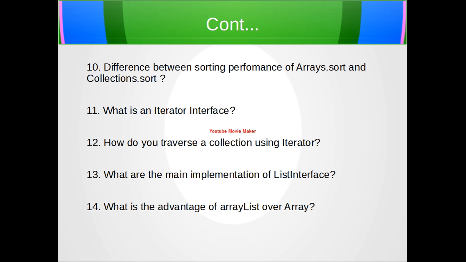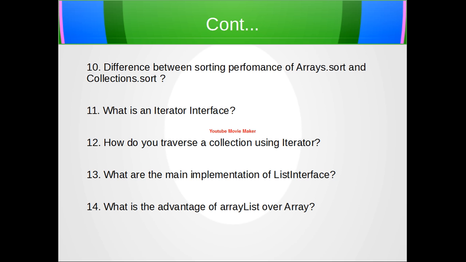So the next question is, how do you traverse through a collection using its iterator? To use an iterator to traverse through the contents of a collection, we generally follow these steps. First, we obtain an iterator to the start of the collection by calling the collection's iterator method. Then we set up a loop that makes a call to hasNext and have the loop iterate as long as hasNext returns true. Then within the loop we obtain each element by calling the next method. So this is how we traverse using iterator.